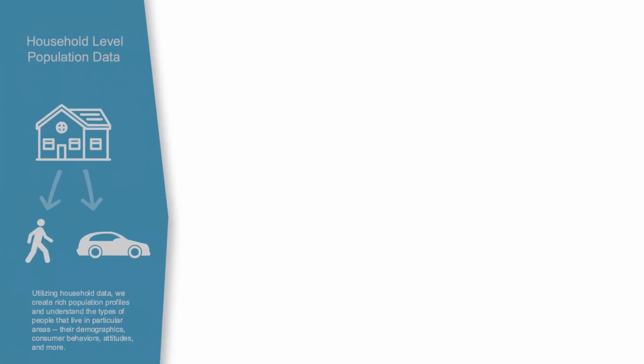But it all starts by understanding the household level of population data. So we need to understand all the households across the country, and using Claritas data, that's how we're able to understand each household based on demographics, where they live, their consumer behaviors, their attitudes, and just so much more about them. So we use that data, which gets laddered up to a census block group level, and that becomes our core building block.